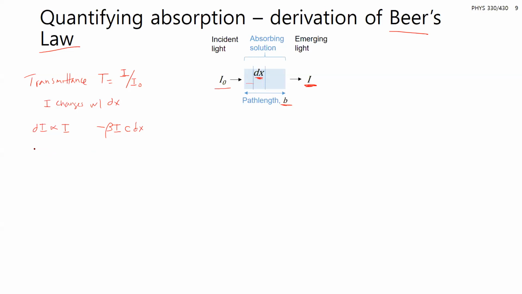Let's see if there's a chat. Yeah, quick question, Julie? So to use Beer's law, are we assuming that the solution is of uniform concentration and composition? Yes. That's a good question. So yeah, we're assuming that it's the same throughout.